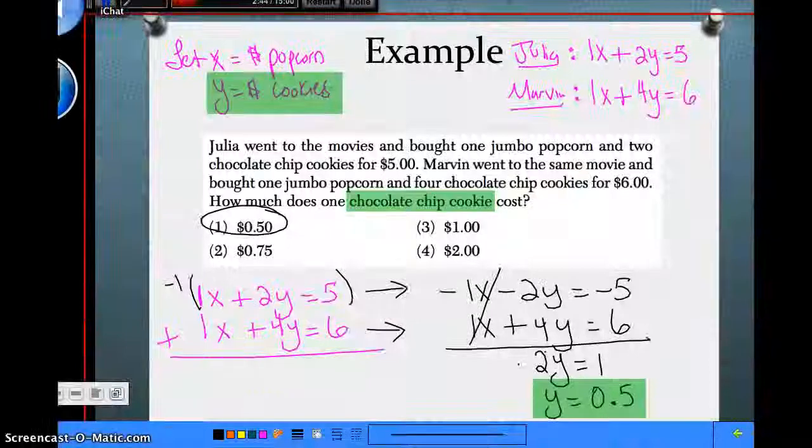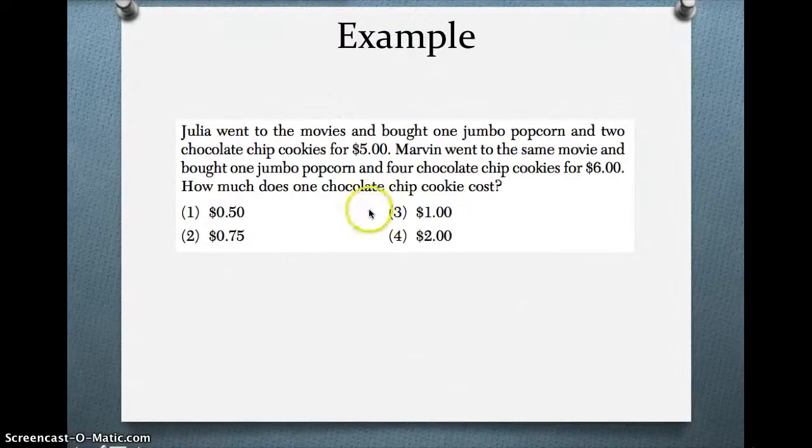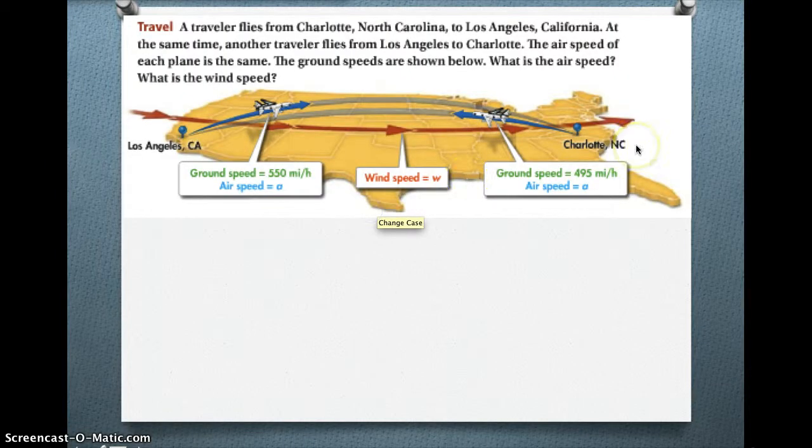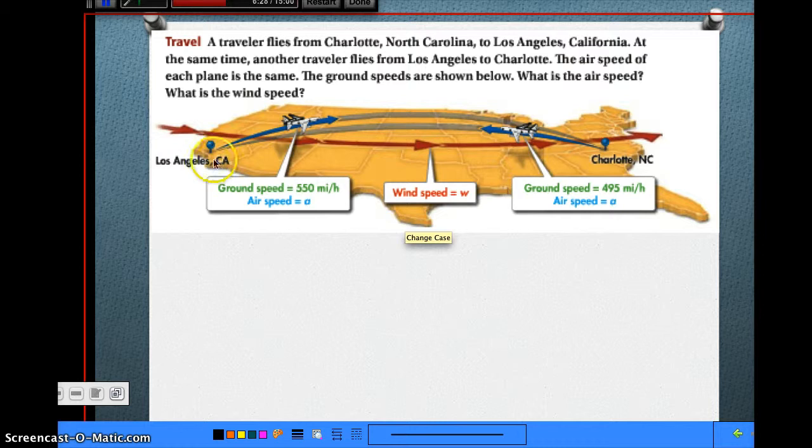All right, let's try another word problem. Two planes are traveling. One's traveling from the west coast to the east coast, and the other one's traveling from the east coast to the west coast. If you look at the wind pattern, this red arrow line in here, that's telling you which way the wind is going. So it's going to help the pilot over here go faster, and the North Carolina pilot is going to actually be going into the wind, which is going to slow them down. So let's go ahead and read this.